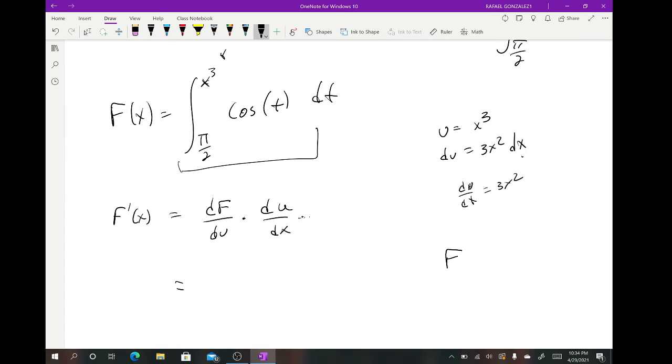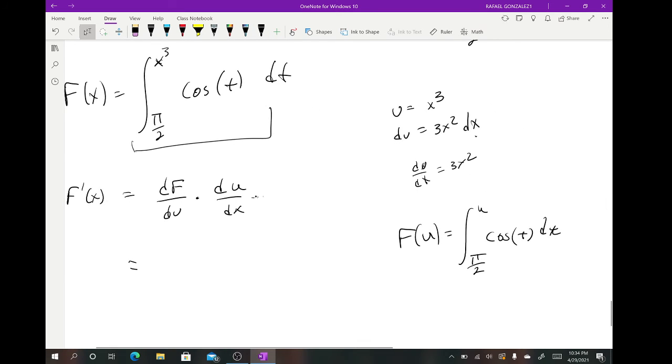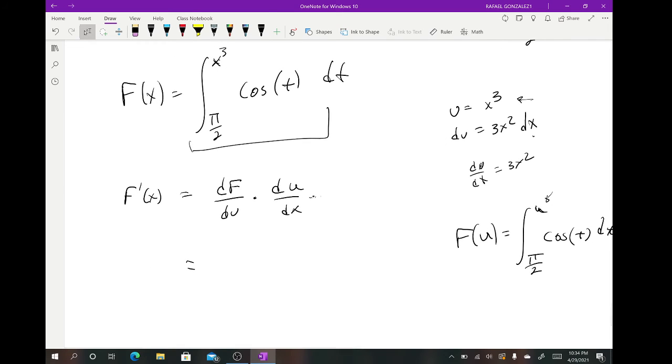Let me write that here. f of u is equal to the integral from pi over 2 to u of cosine of t dt. I'm just trying to make my life a little bit easier at the end of the problem by using this substitution. The substitution is right up here with x cubed. So the derivative of f of x, by the chain rule, is the derivative of f with respect to u times the derivative of u with respect to x.